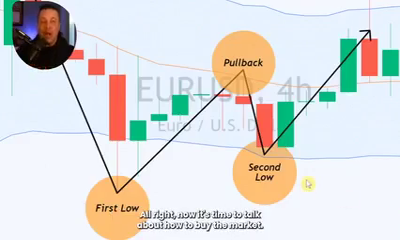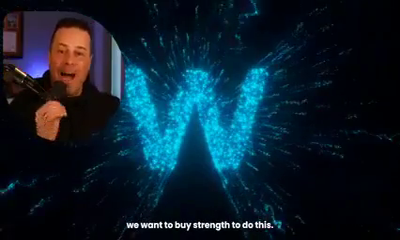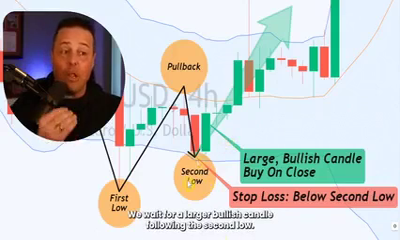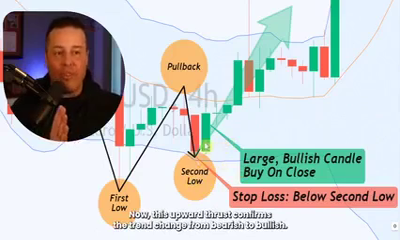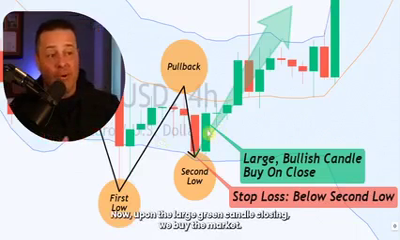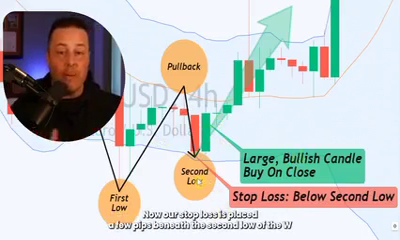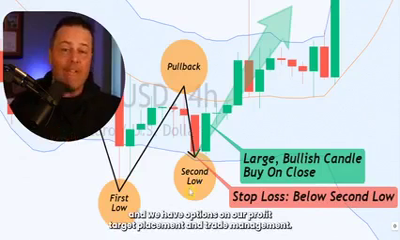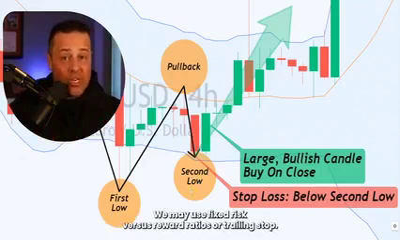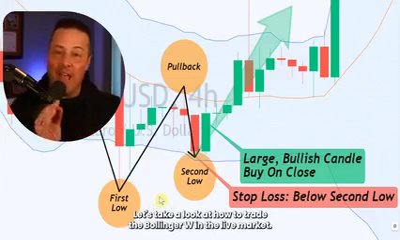All right, now it's time to talk about how to buy the market. When we trade W's, we want to buy strength. To do this, we wait for a larger bullish candle following the second low. Now, this upward thrust confirms the trend change from bearish to bullish. Now, upon the large green candle closing, we buy the market. Now, our stop loss is placed a few pips beneath the second low of the W, and we have options on our profit target placement and trade management. We may use fixed risk versus reward ratios or a trailing stop. All right, let's take a look at how to trade the Bollinger W in the live market.